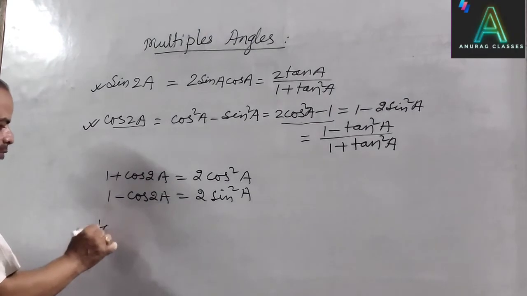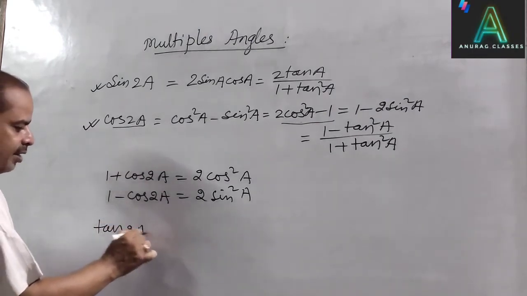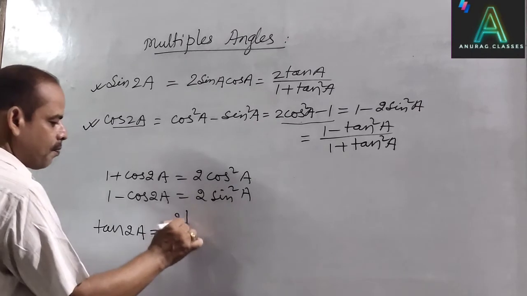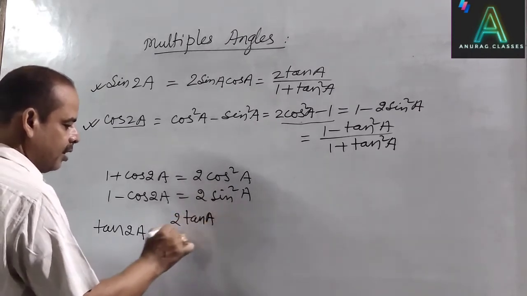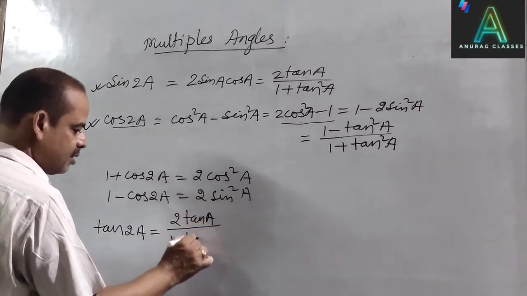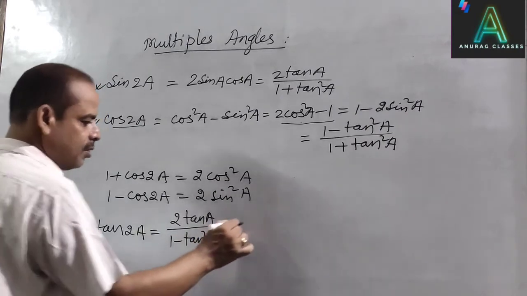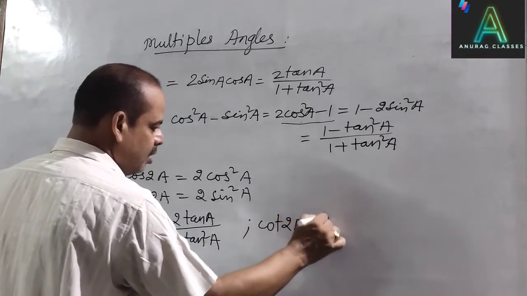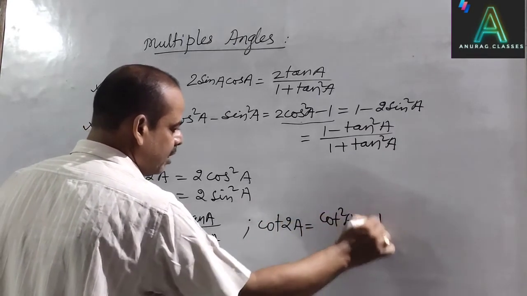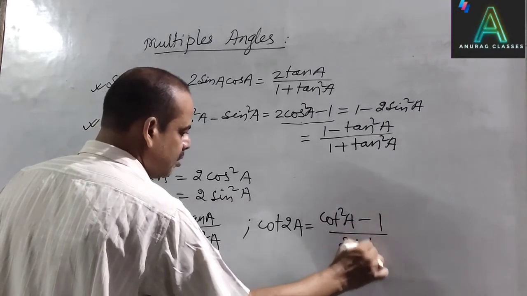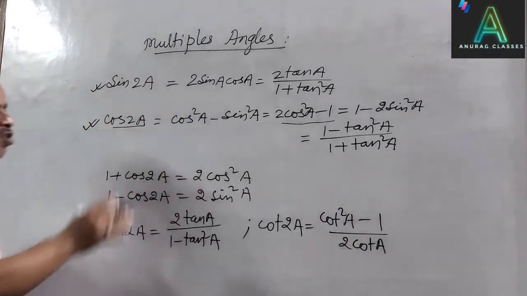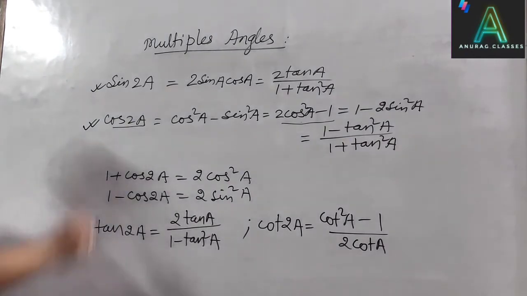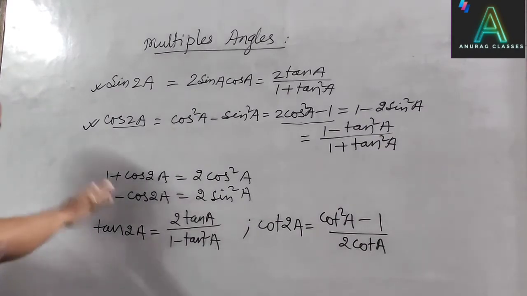Also, the formula for tan 2A is 2 tan A by 1 minus tan square A, and the formula for cot 2A is cot square A minus 1 by 2 cot A. These all formulas are very important, but especially these two. So you have to remember these two. You have to remember almost all the formulas.